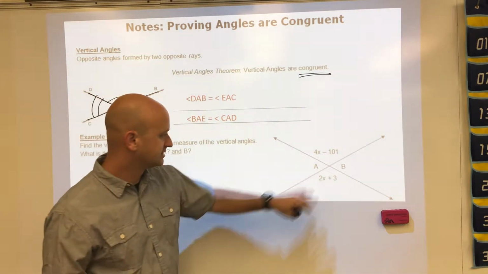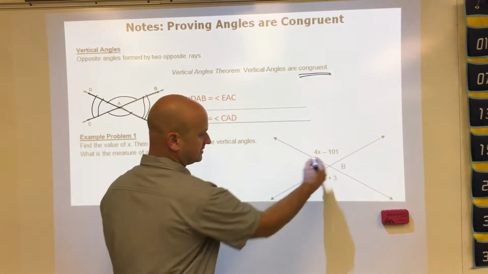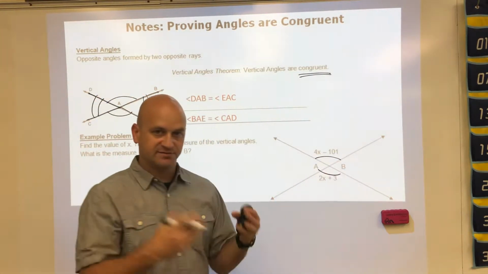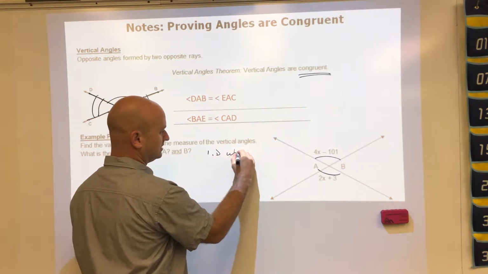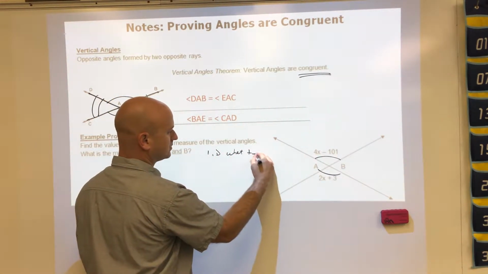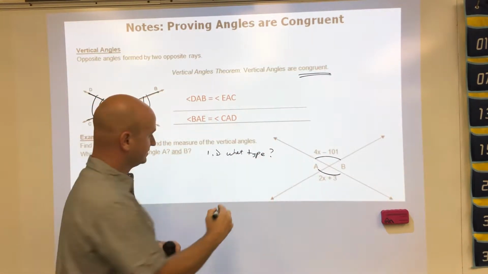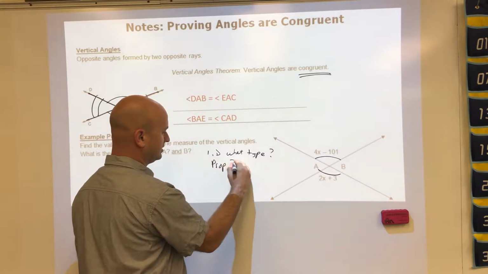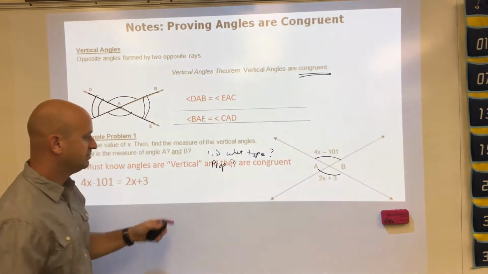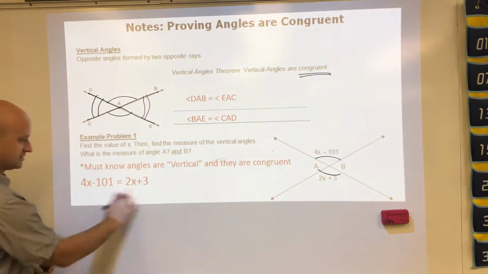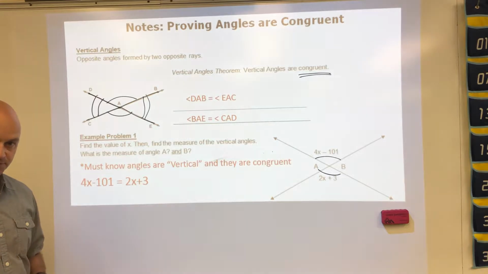All right, so if we look at this example here, let's find the measure of X. So if we look at this angle and this angle, we have to identify first what they are. So first identify what type of angle. Okay, and this type is vertical angles. The second thing is what property do they have? And we know that vertical angles are congruent. So we're going to set up an equation that looks something like this. 4x minus 101 equals 2x plus 3.